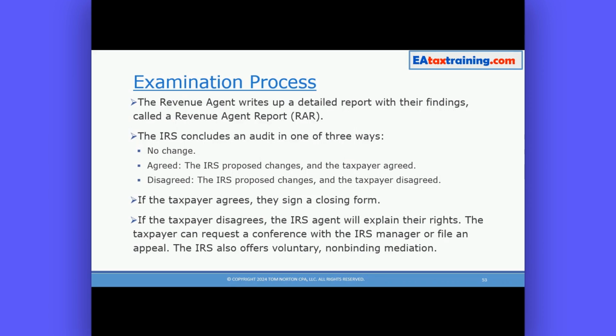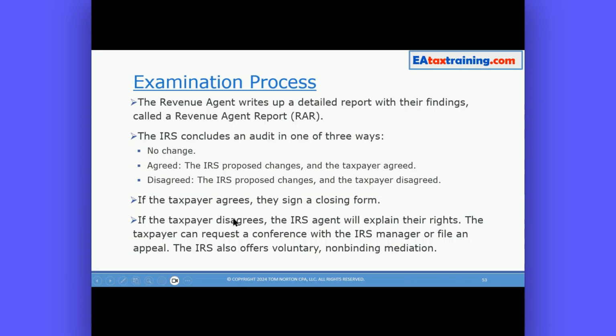Once the audit is over, the revenue agent is going to write up a report of their findings. It's called a revenue agent report, and it can have one of three different outcomes. There can be no change. They can say, yep, everything is good, no change. Agreed, meaning the IRS is proposing a change and the taxpayer agreed. So it could be that the IRS says, hey, you owed money, taxpayer agrees they owed money, or it could be the IRS owes the taxpayer money and the taxpayer, of course, agrees. Either way, that is agreed. Or it could be disagreed, which means the IRS proposes a change, but the taxpayer does not agree with it.